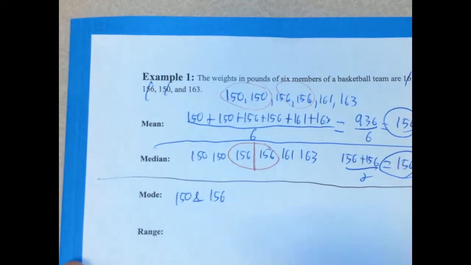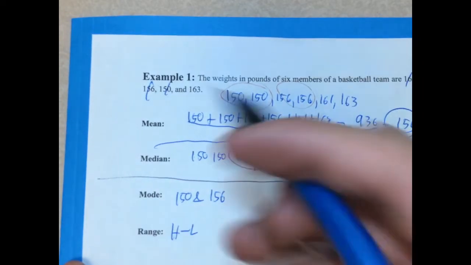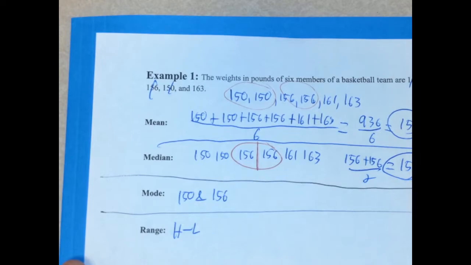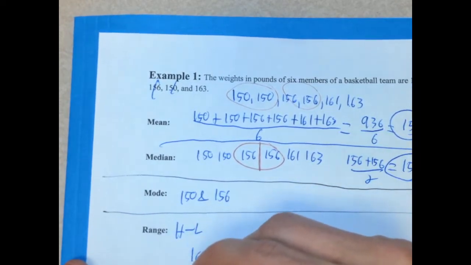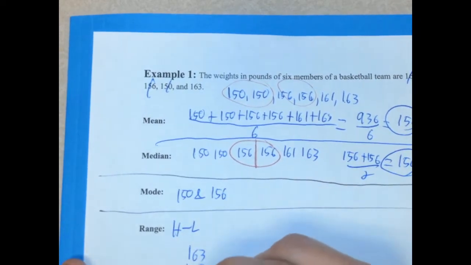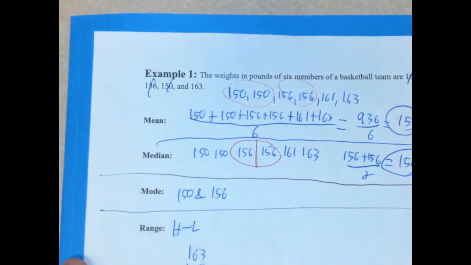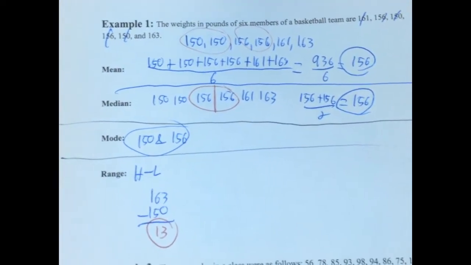And the range is the high minus the low, or greatest minus the least. So the highest is 163, and the lowest is 150. So our range is going to be 13.